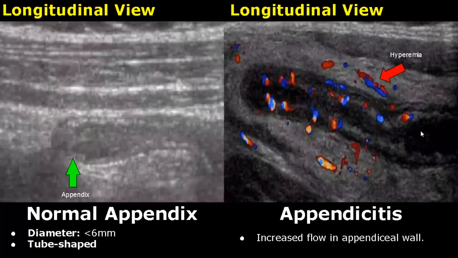Here is a longitudinal view of appendicitis. You can see a dilated appendix with increased flow on color Doppler.